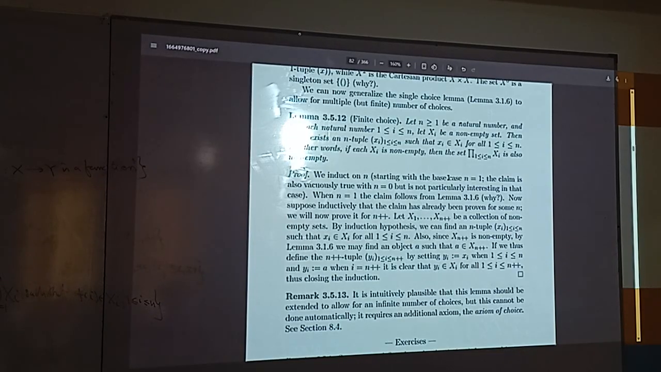Okay, so let's prove it then. Let n be a natural number, and for each natural number i between 1 and n, let Xi be a non-empty set. Then there exists an n-tuple (xi) such that xi belongs to Xi for all i. In other words, if each Xi is non-empty, then the product set is also non-empty. This is what it says.